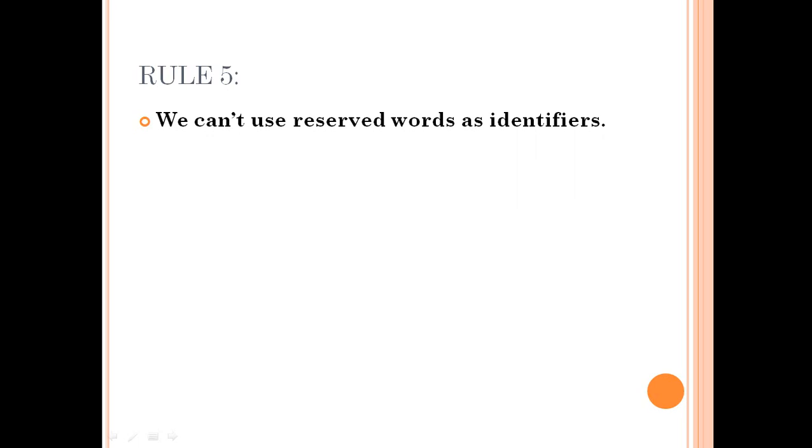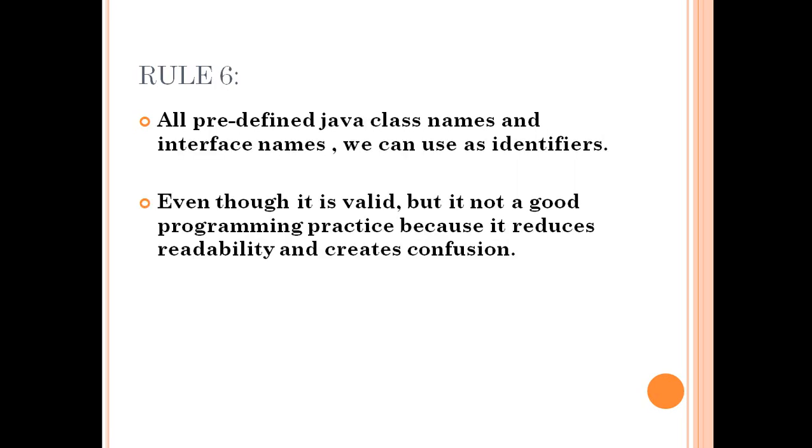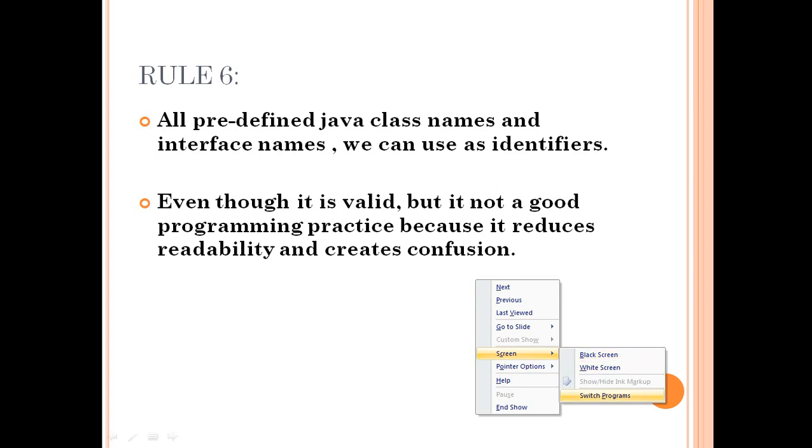Perfect. Now let us move to rule 6. Rule 6 says that all predefined Java class names and interface names we can use as identifiers. But even though it is valid, it is not a good programming practice, because it reduces readability and creates confusion. Now let us see practically what this rule means.